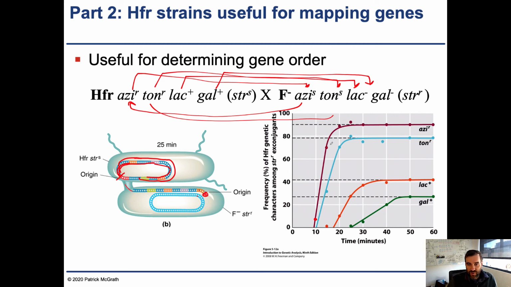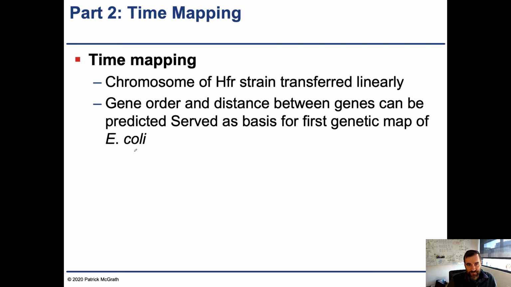So you should be able to interpret these graphs in order to figure out what your mapping is, the location of the genes, and you're mapping them relative to where this plasmid has integrated into the chromosome. So this is called time mapping.